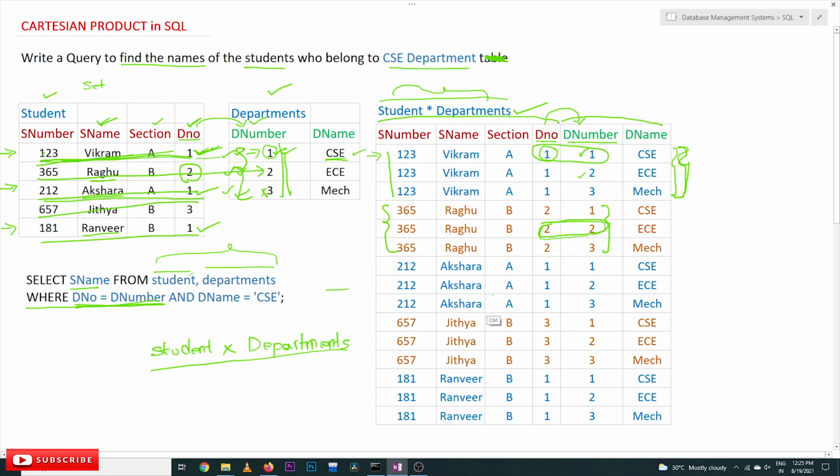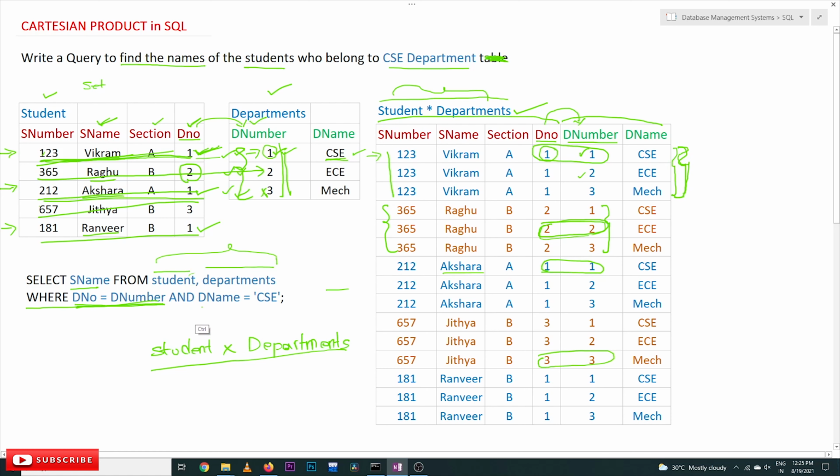Okay, and in Akshara's case, the student Akshara, which one is going to be equal? 1 is equal to 1. Okay, and in Jitya's case, 3 is equal to 3. So with these conditions, these rows will get picked.